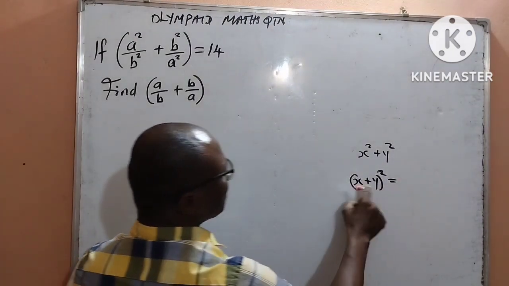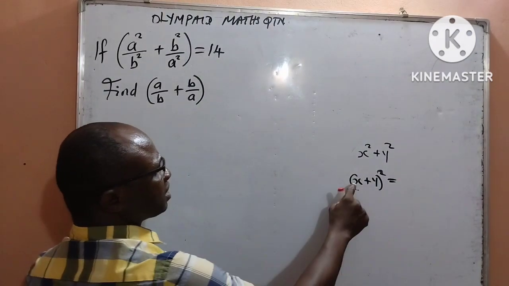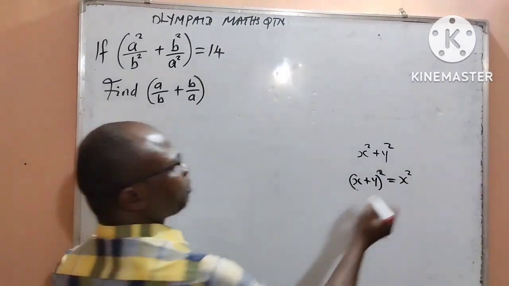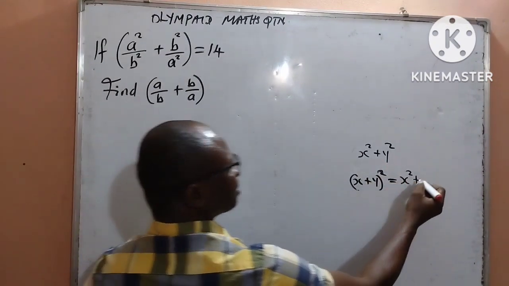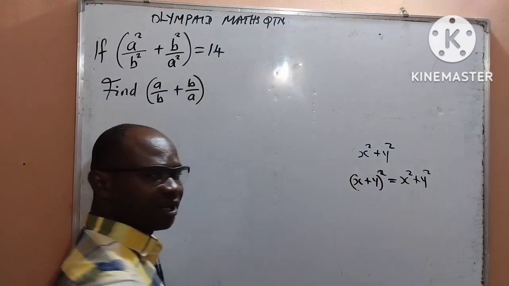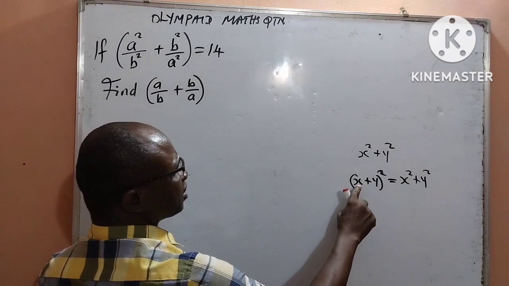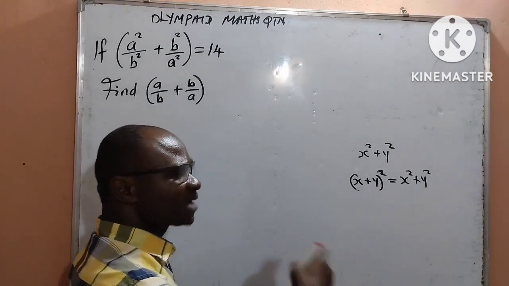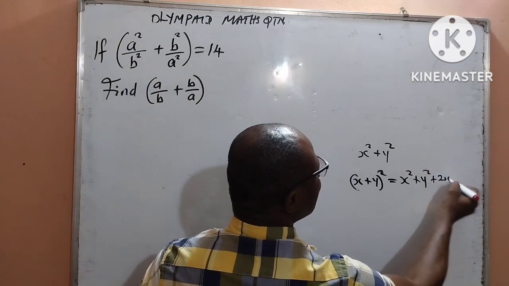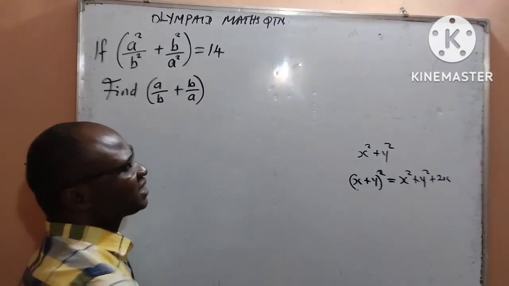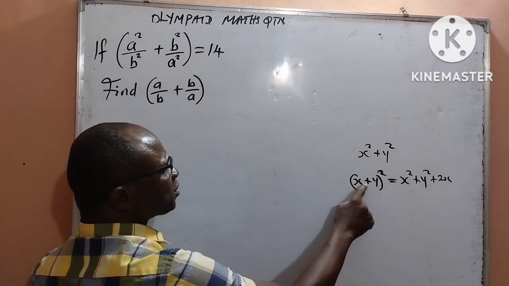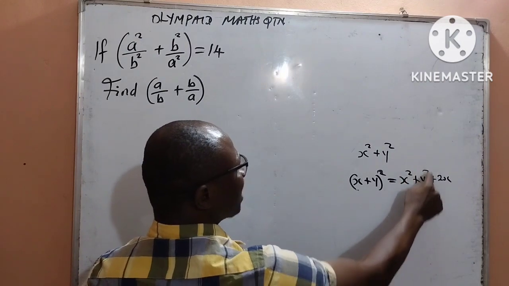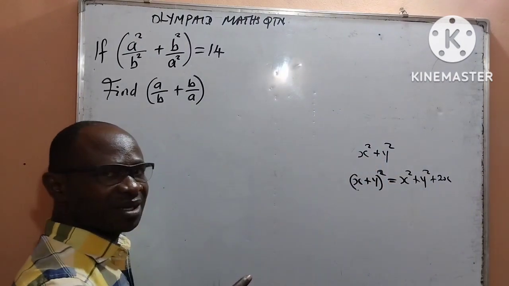How? If I want to expand this, what will I get? x squared, okay? Then plus y squared. I am expanding it. Then next, I multiply the two terms and multiply by 2. That is x times y is xy, times 2 will now give me 2xy. Now look at this. You can see, from expanding my x plus y squared, I am able to get x squared plus y squared, which is this.